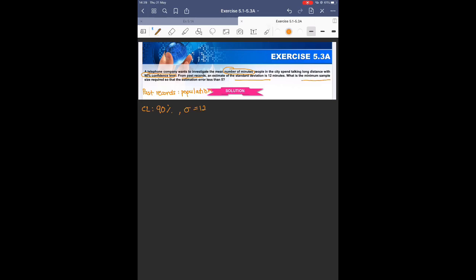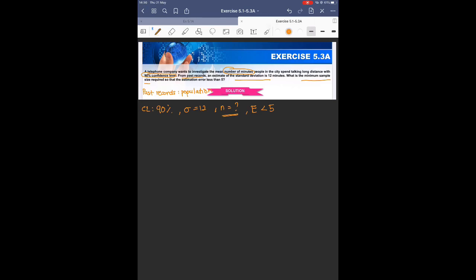What is the minimum sample size? The question asks you for this one, when the estimation error, so error is E, is less than 5. So the question does not ask you to construct the confidence interval. The question asks you to find the minimum sample size. You have to find the n.